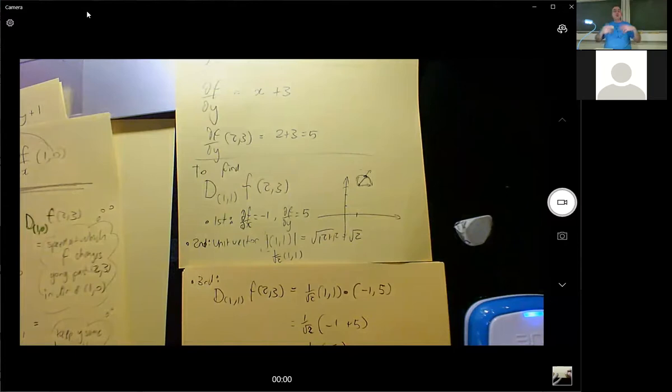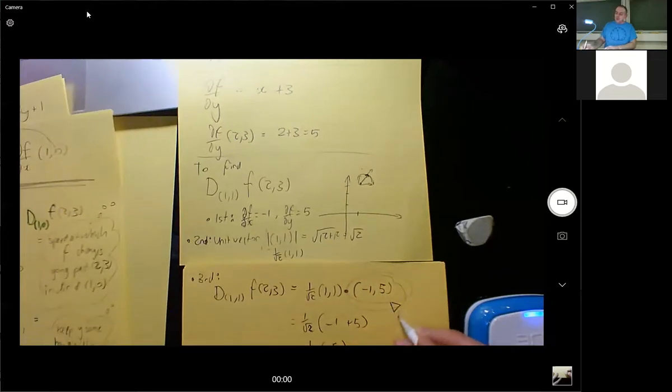Cool. So there's one piece here that I haven't mentioned, a terminology that goes with it. This thing is called the gradient of f at the point (2, 3). The vector which has the two partial derivatives is called the gradient.